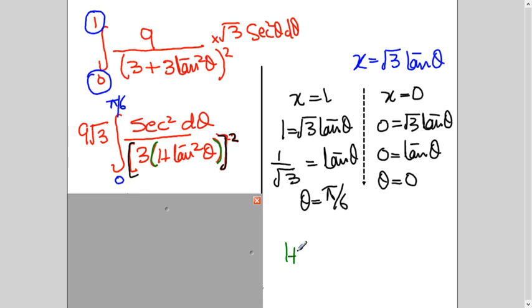1 plus tan square theta. This identity you need to know. It is equal to sec square theta. So I will replace it by sec square theta. And this 3 can go out.